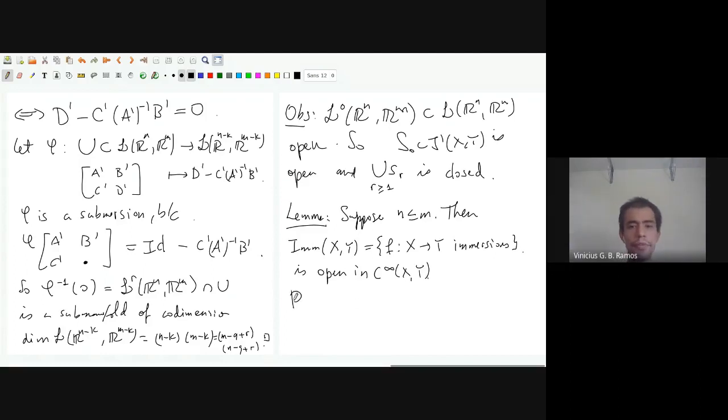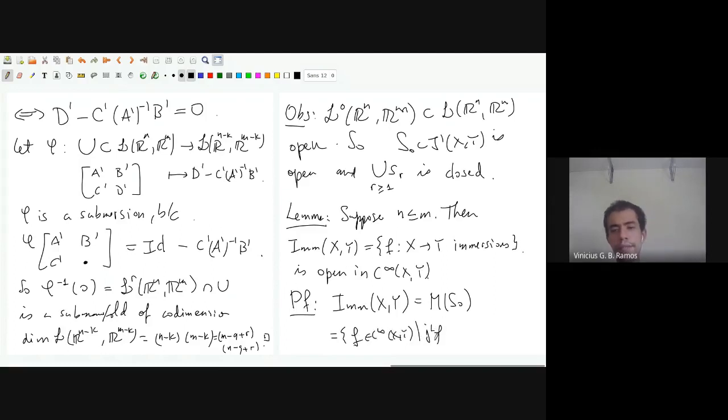Okay. And the proof is very simple. The proof is, well, the set of immersions, where I told you that you are an immersion if and only if you don't intersect this guy. So the set of immersions is simply the set of functions m of s zero. So this is the set of functions such that the image of the first jet is contained in S0. So this is open in the C1 topology, and therefore it's open in the C infinity topology. And this is an element of the base of the C1 topology.